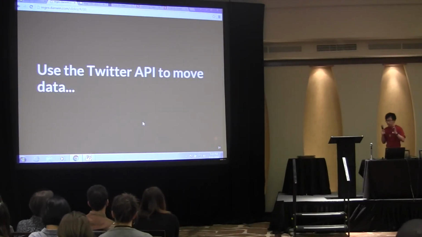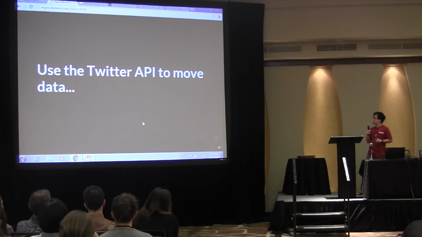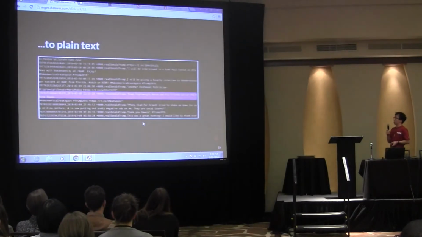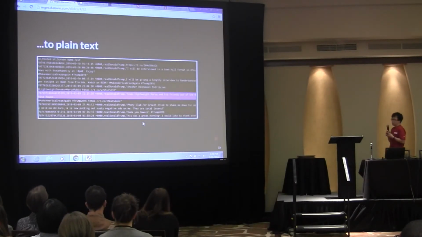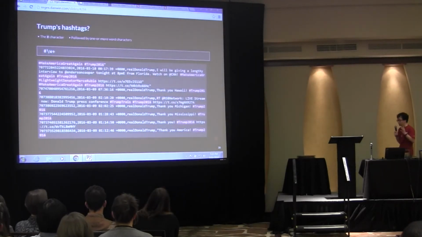When you ever hear people talking about the Twitter API or any API, what they're talking about is moving the information from Twitter.com to plain text. And you can even move it to a spreadsheet if you want. This is Donald Trump's tweets, with the timestamp and the text. But I'm saying you don't have to do that yet.